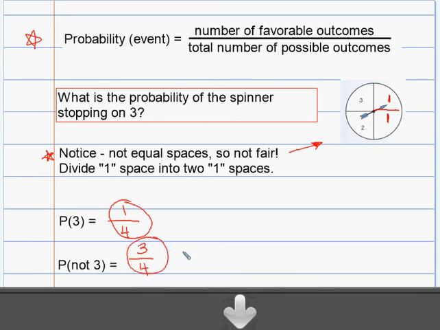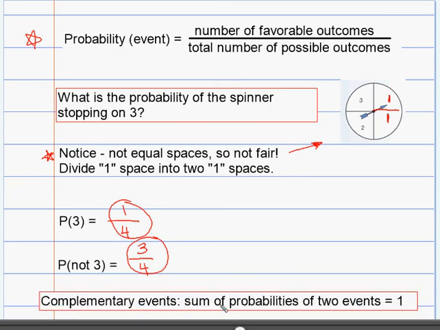Now, when your probability sums to 1, you have complementary events, and you're going to want to write that down. Complementary events, the sum of the probabilities of the 2 events equals 1. So if we were to take these two, 1/4 plus 3/4, that's going to equal 4/4. Remember, when you add fractions, they have to have common denominators. And then we don't add the denominators, we add the numerators. 4/4 simplifies to 1.